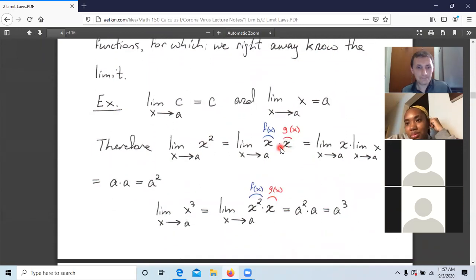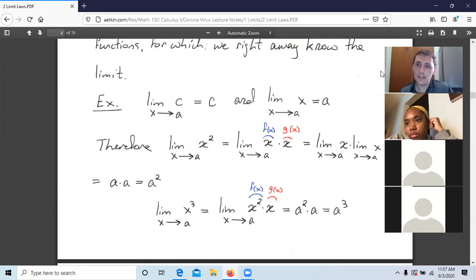Some life. So what we have here is a times a is a squared. So notice if I plug the value into x squared, I get the same thing as if I carry out the limit operation. Not conceptually the same thing, but the same result ends up being equal. Understand?